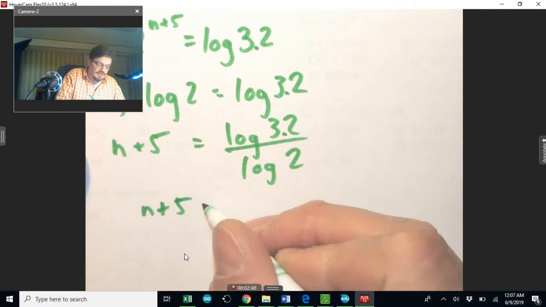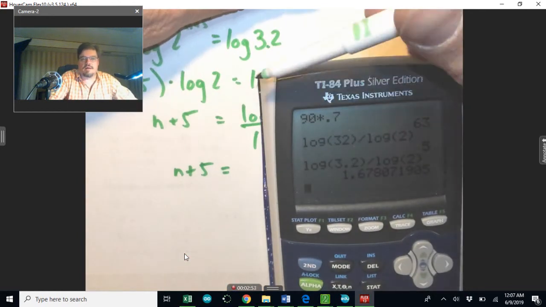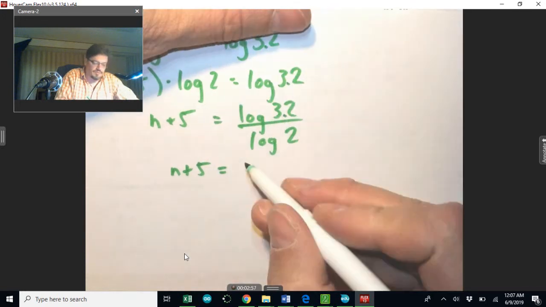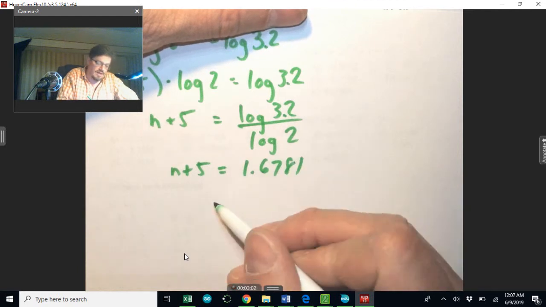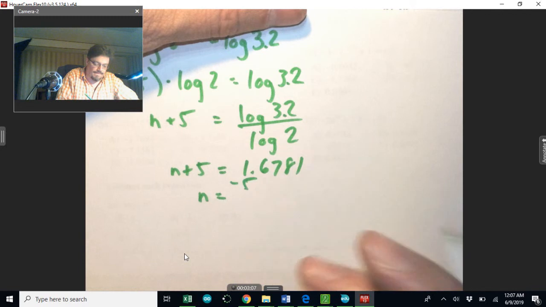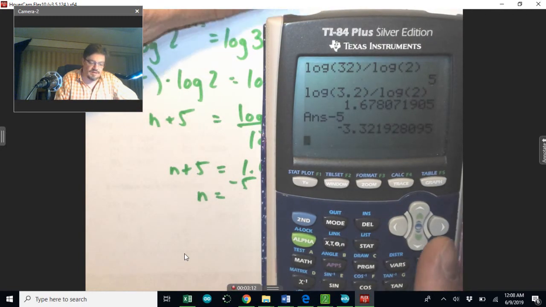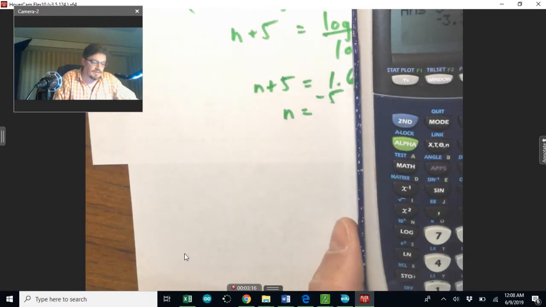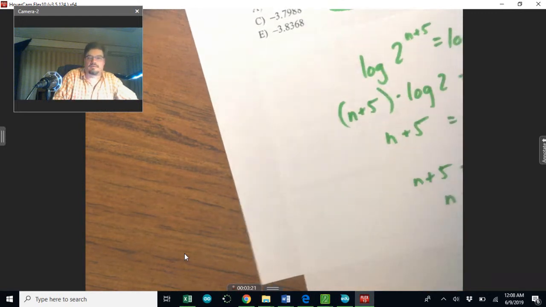So you might think that you're done, but you are not. Okay, you will actually have to subtract 5 from both sides. So I could put 1.6781 over here. Then I will subtract 5. All right, so I'll let my calculator do that lifting. I get negative 3.3219. Negative 3.3219. All right, and that's D. Okay, that's D.